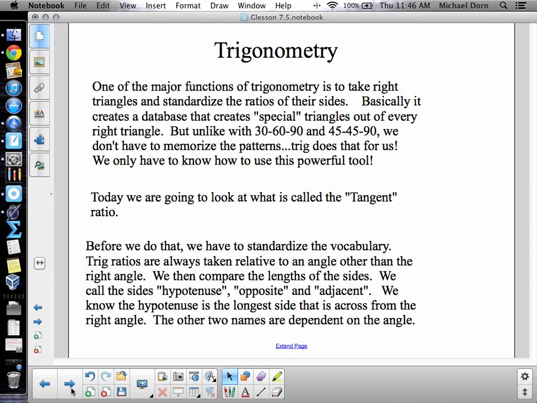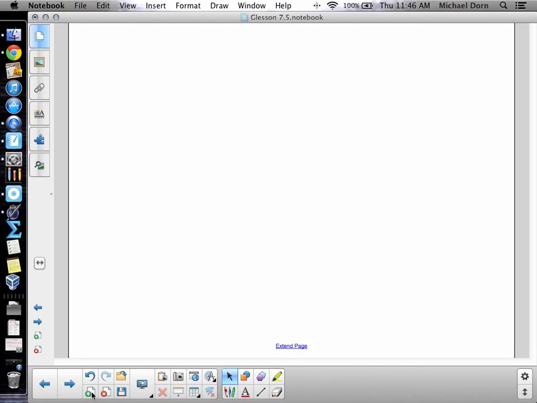But in order to do that, we want to understand basically what's going on. Why is this trig? Why are we dealing with ratios of sides? Why is that important to us? And we can go right back to, say, 30, 60, 90 triangles.